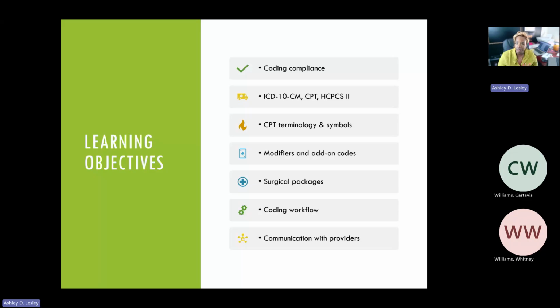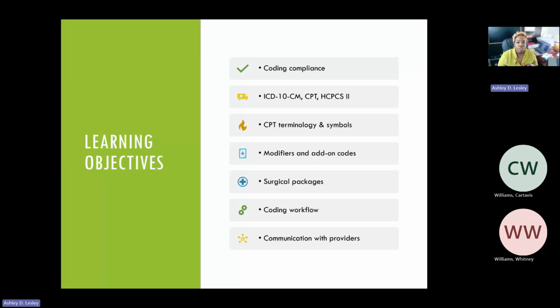So this week, I want us to focus, when we're reading, on coding compliance, ICD-10, CPT, HCPCS, our CPT terminology and their symbols, modifiers and add-on codes, surgical packages, the coding workflow, and communication with providers.